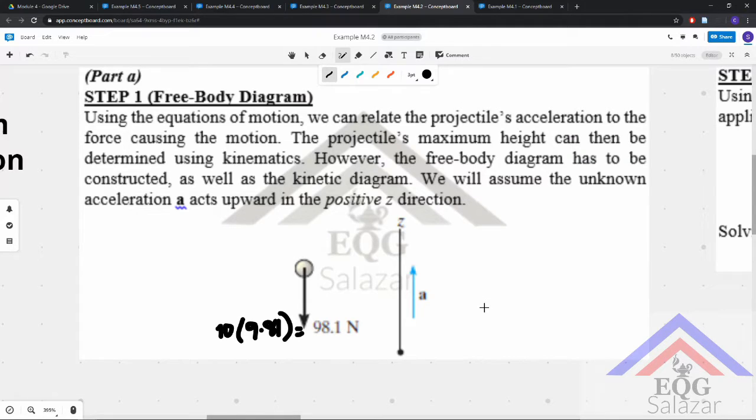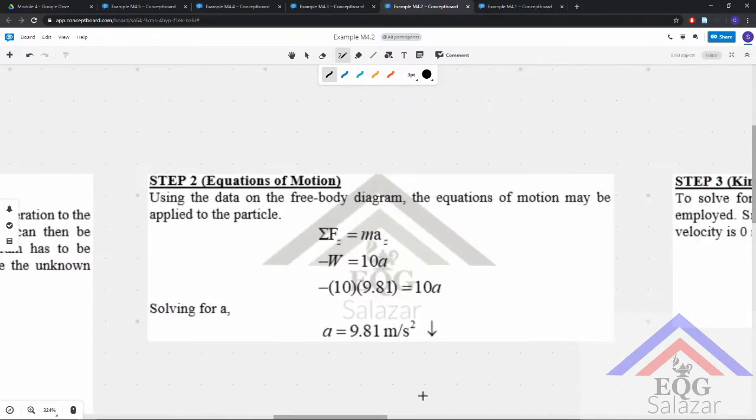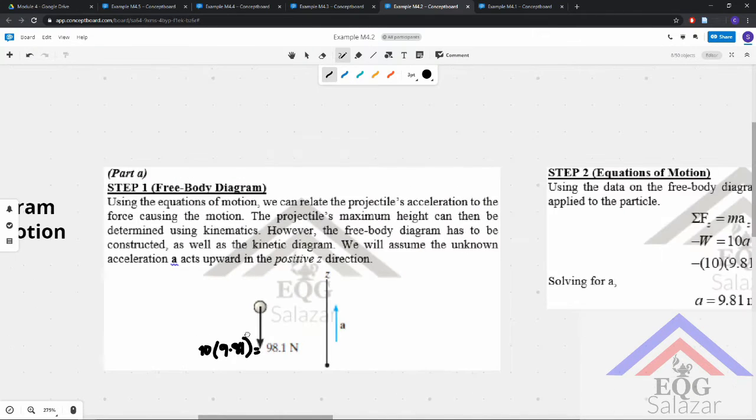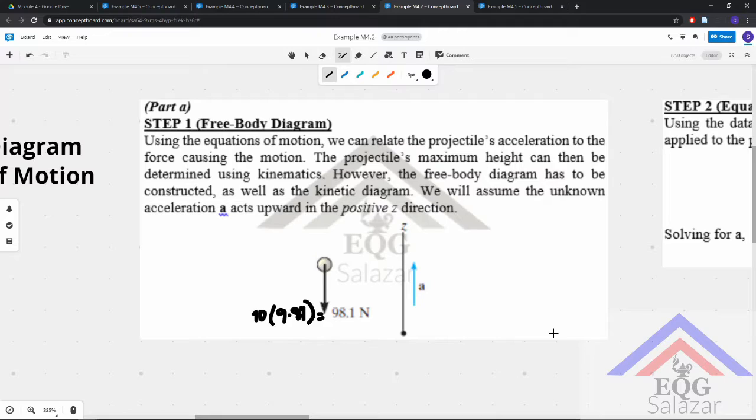And in any case, if it will give you a negative answer, we know to flip the direction. All right, so next, we apply the equation of motion, which in this case we are using z, because z, or you can use y for that matter. It just so happens in this example we're using z for upward motion.